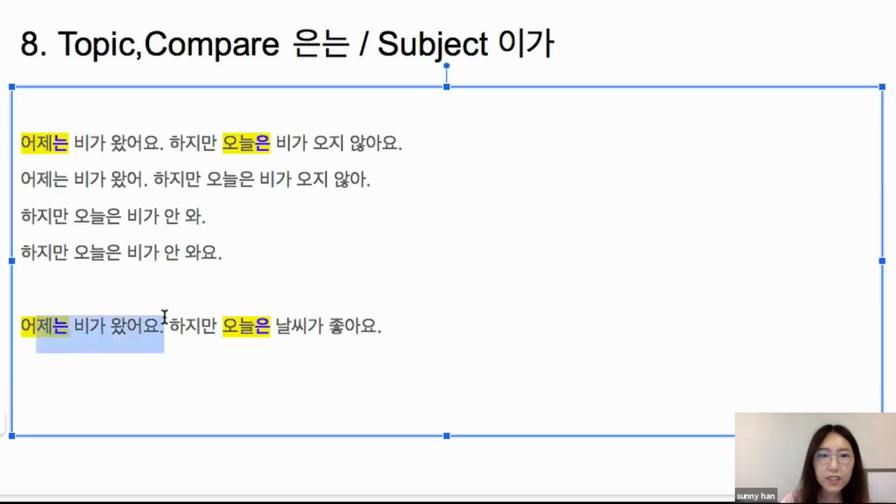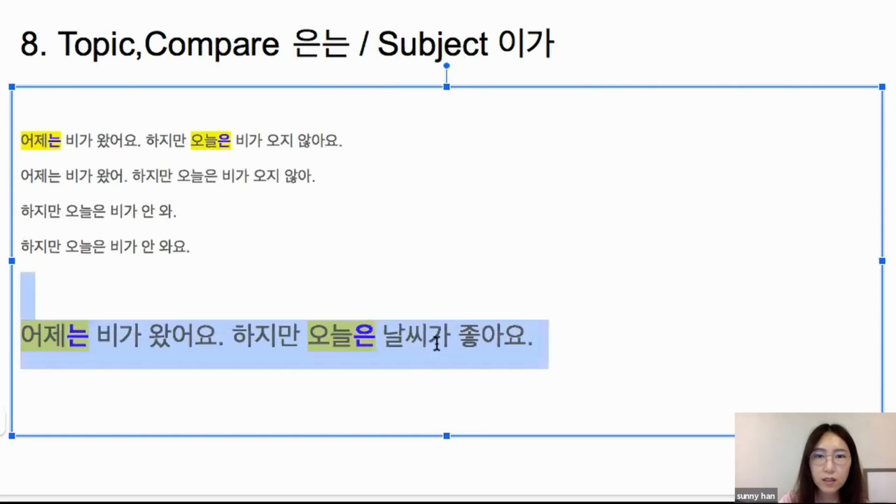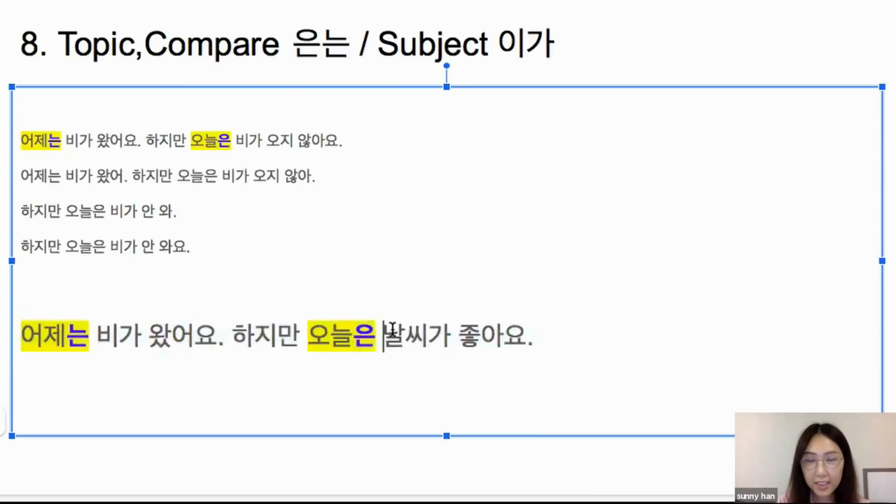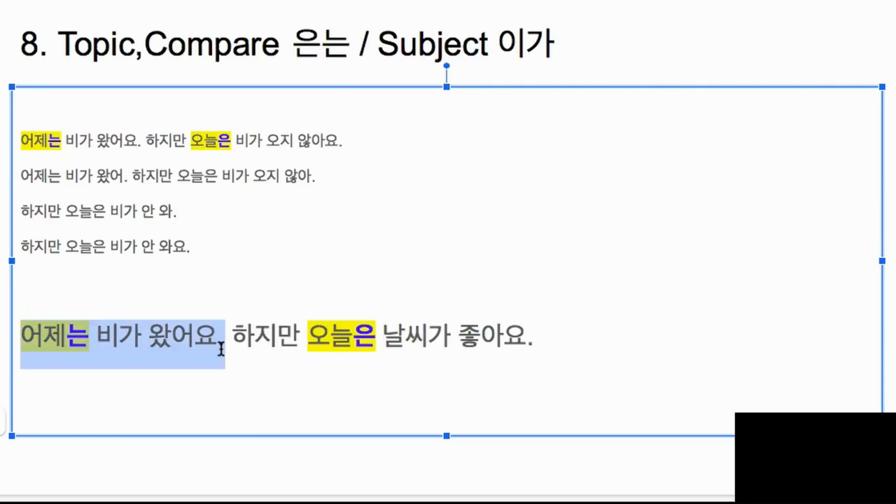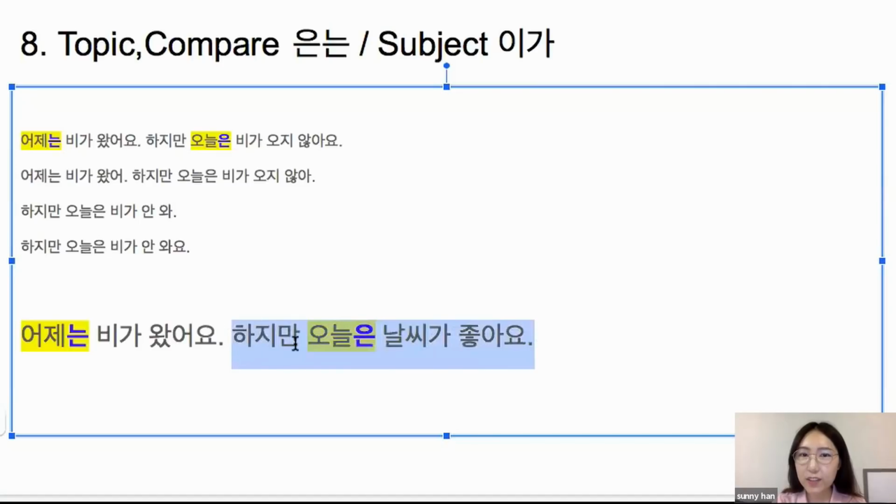So, 어제는 비가 왔어요. We did this one. 하지만 today 날씨 weather good 좋아요. It was raining yesterday. 어제는 비가 왔어요. 하지만 오늘 날씨가 좋아요. Very good. 하지만 but 오늘은 날씨가 좋아요.